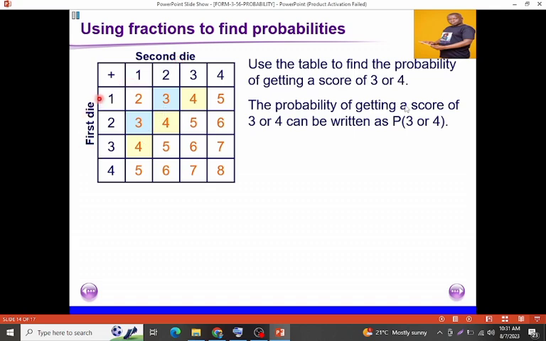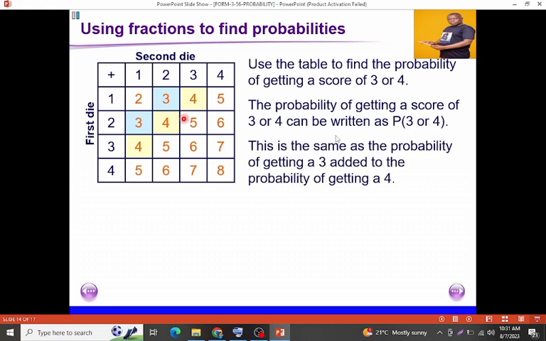So the probability of getting a score of 3 or 4 can be written as P(3 or 4) like this. So this is the same as the probability of getting a 3 added to the probability of getting a 4. So the probability of getting a 3 is going to be 2 out of 16, while the probability of getting a 4 is 3 out of 16. So just add the probabilities together. You get a total of 5 out of 16.